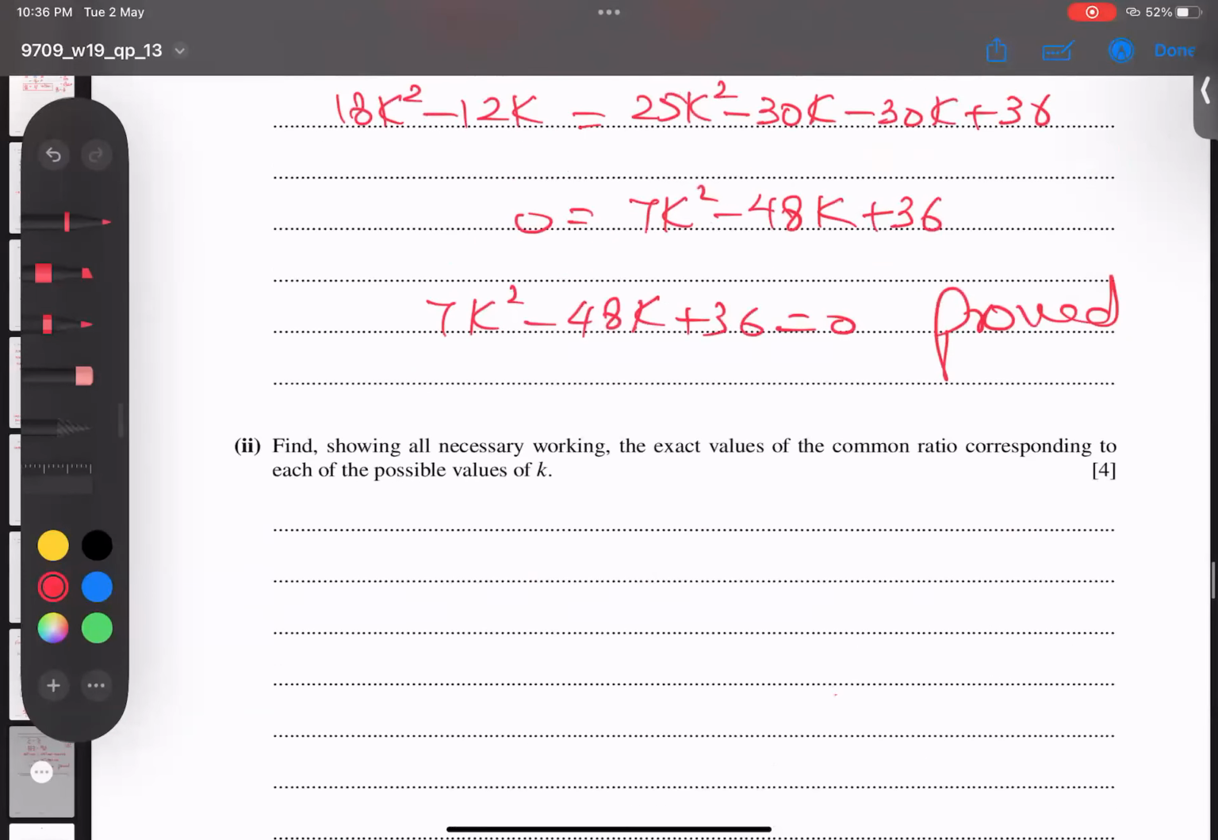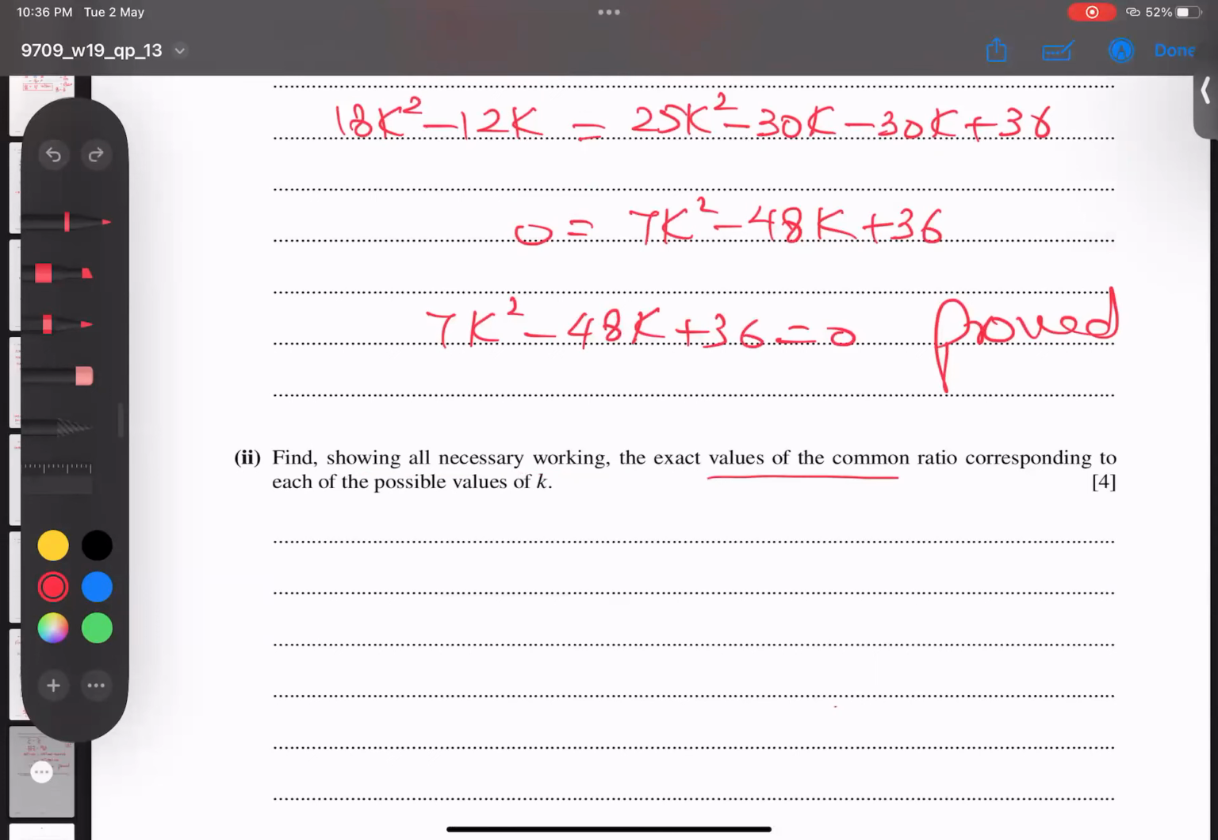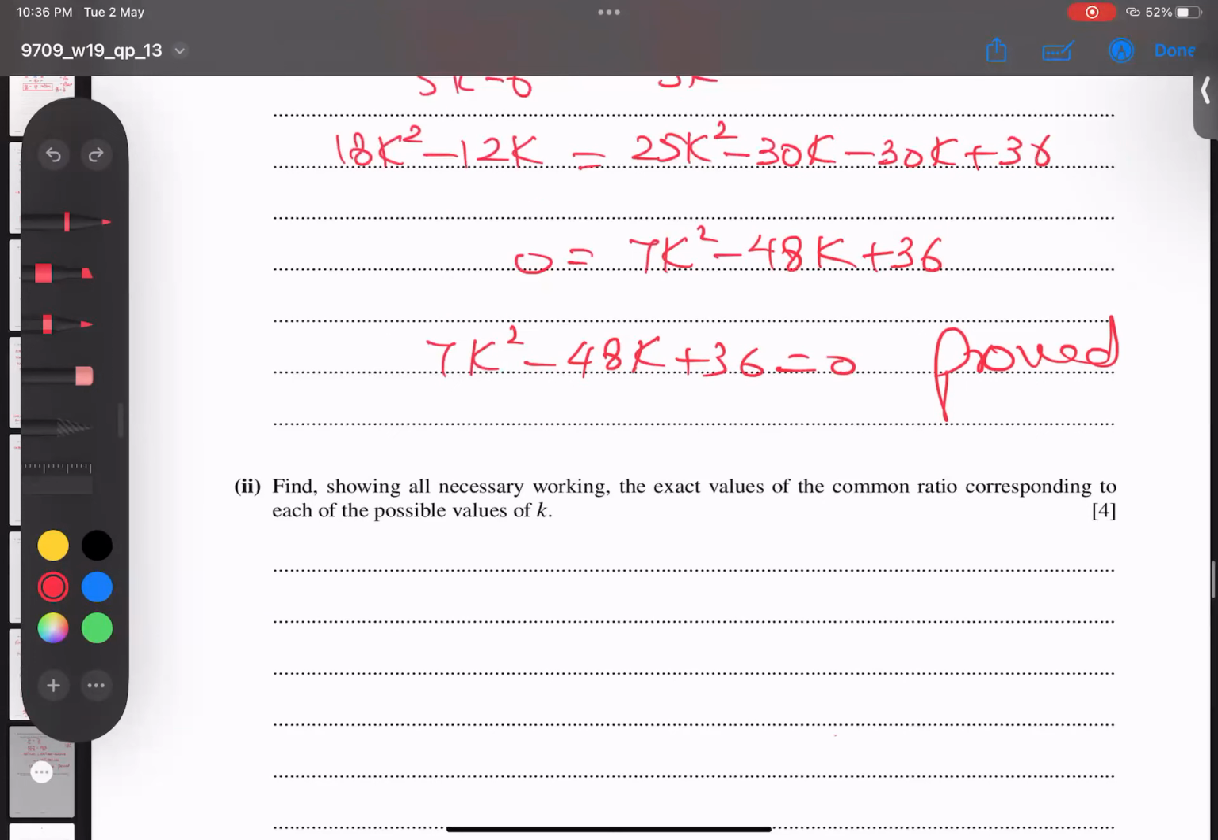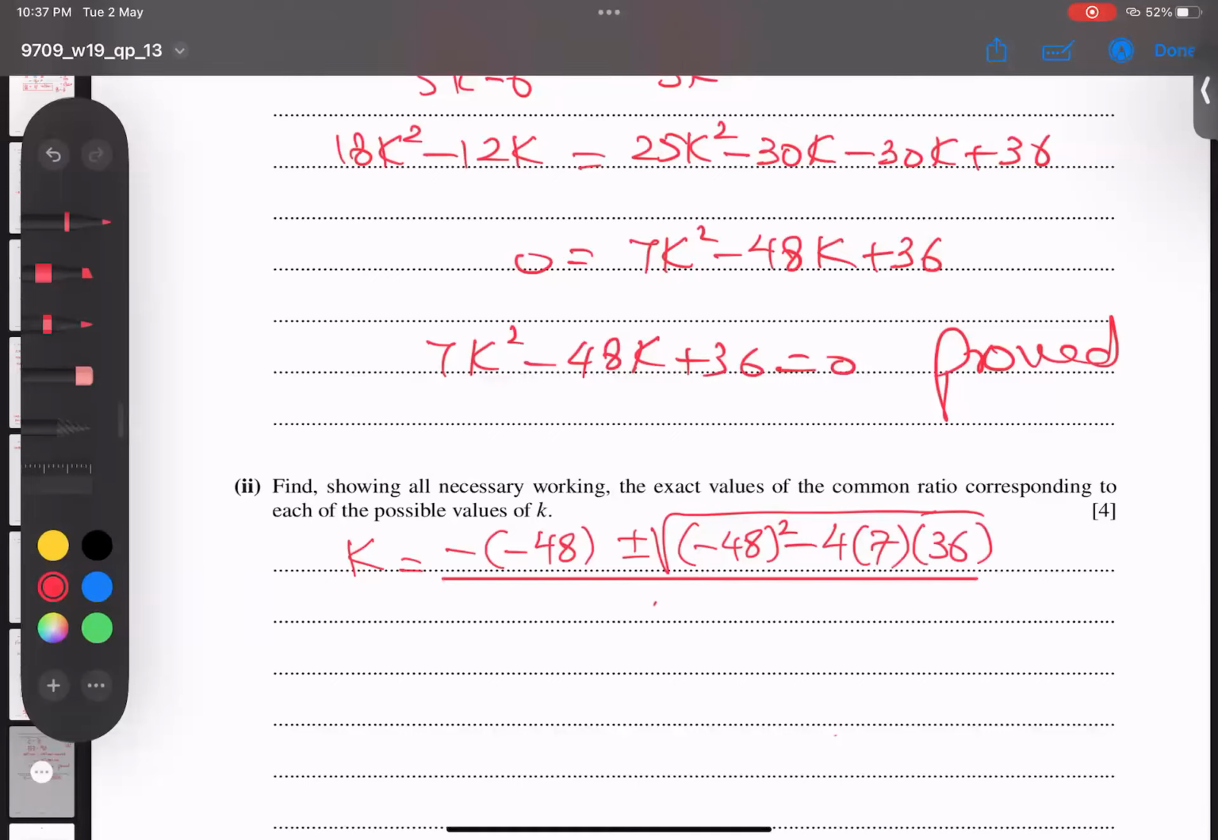The next part says show all necessary working, exact values of the common ratio corresponding to each of the possible values of k. It means there are two possible values of k about to come, and then we will go for it. So we can apply factorization or the quadratic formula: negative b plus and minus the square root of b square minus 4ac, by 2a. Okay.